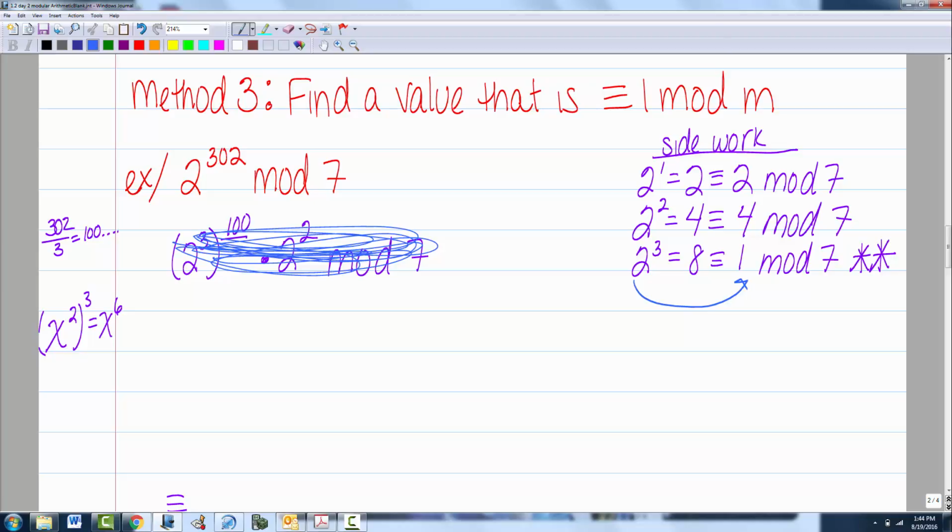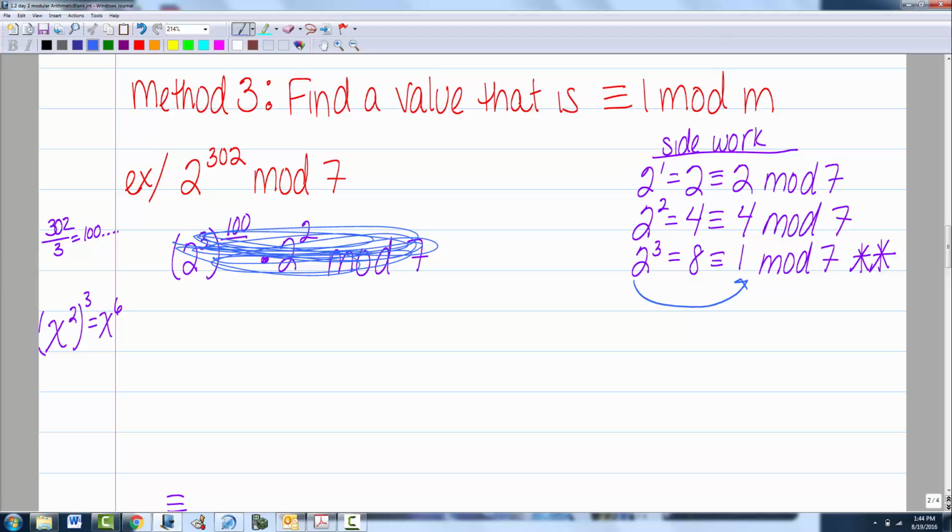So I have 2 to this ugly power. Right off to the side you go, all right, what's 2 to the first? 2. What's 2 mod 7? It's 2 mod 7. That's a number less than 7. What's 2 squared? 4. Well, that's 4 mod 7. That's it. 4 is smaller than 7. I can't do anything more with that.